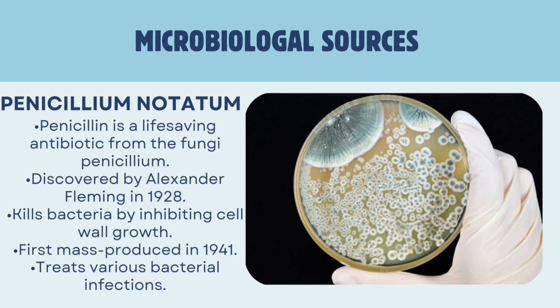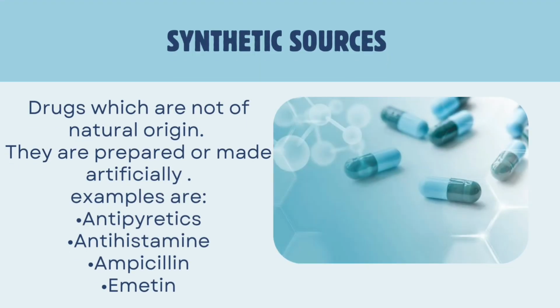We have the microbiological sources, or you can call them microbial sources. A notable example is the fungus Penicillium notatum. Penicillin is a life-saving antibiotic from the fungus Penicillium. It was discovered by Alexander Fleming in 1928. It kills bacteria by inhibiting cell wall growth, and it was first mass produced in 1941, and treats various bacterial infections. So this lets you know that fungi, a type of microbe, can be a source of drugs.